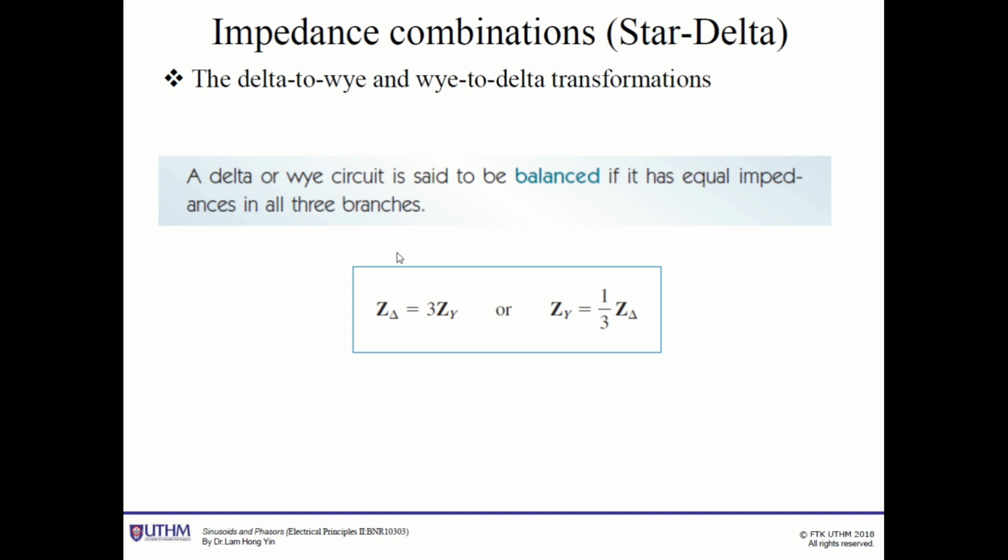And you also need to know that a delta or Y circuit is said to be balanced if it has equal impedance in all three branches. So Z delta is equal to 3 Z Y. If it's balanced, the impedance is similar for the three branches.